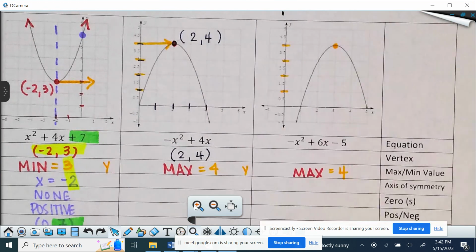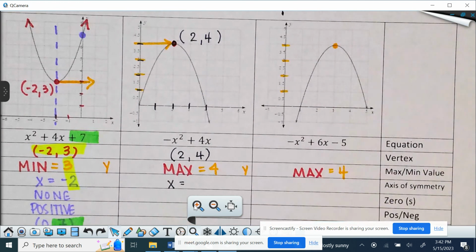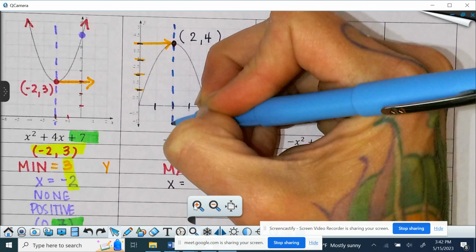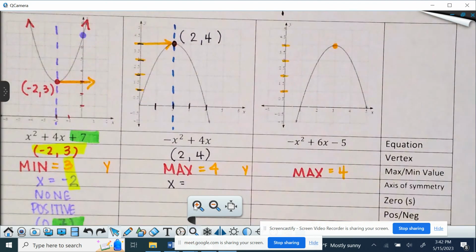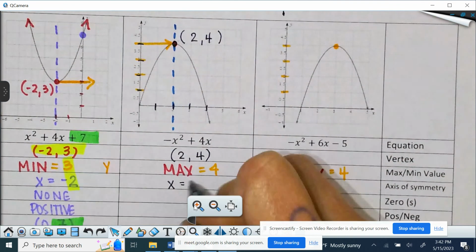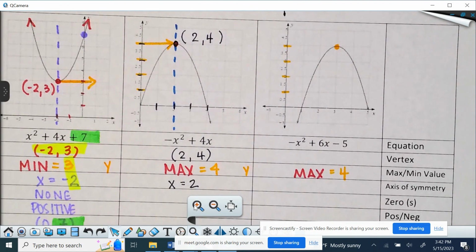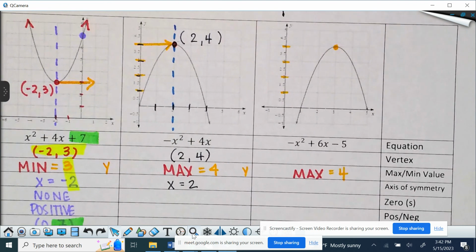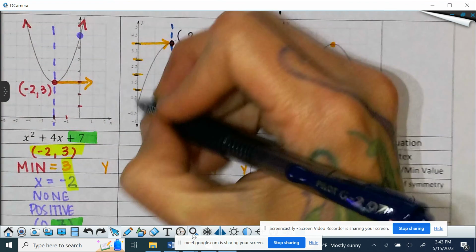Axis of symmetry, again, is always going to be an x equals. That's the vertical line that crosses through the vertex and splits the quadratic symmetrically. So it's going to be x equals what? 2. Good. It's the x value of your vertex. The zeros are another word for x-intercept, roots, or solutions. So our zeros are the x-intercepts, zeros, roots, solutions. So it's where it crosses the x-axis.